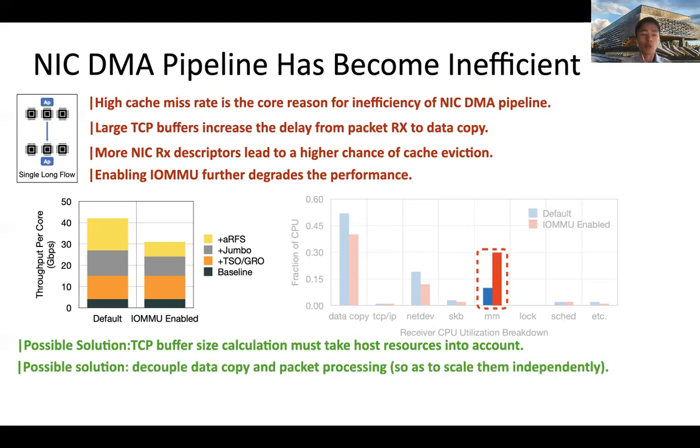Another possible solution is to reduce host packet processing latency by parallelizing data copy dynamically across multiple cores. This can be achieved by decoupling data copy and packet processing, but will require re-architecting the network stack. Also, we need a better cache replacement policy for using the cache resource more efficiently.